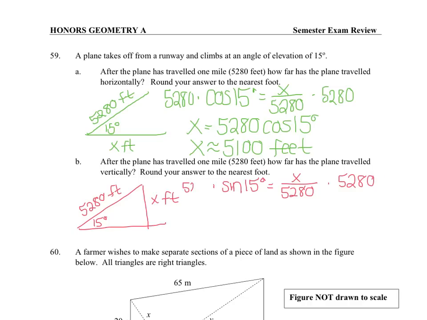So both sides by 5,280. And I'm going to have x equals 5,280 times the sine of 15 degrees. I'm rounding to the nearest foot, so x is going to be approximately 1,367 feet when I put it in my calculator.